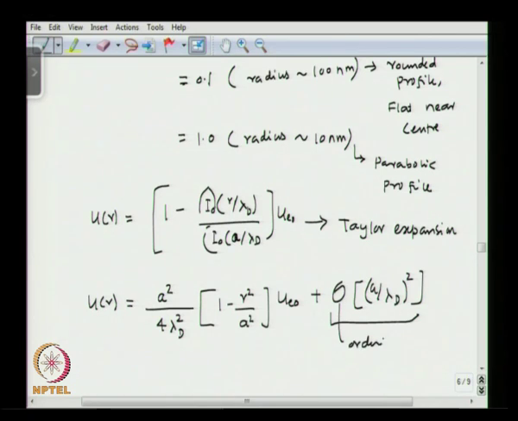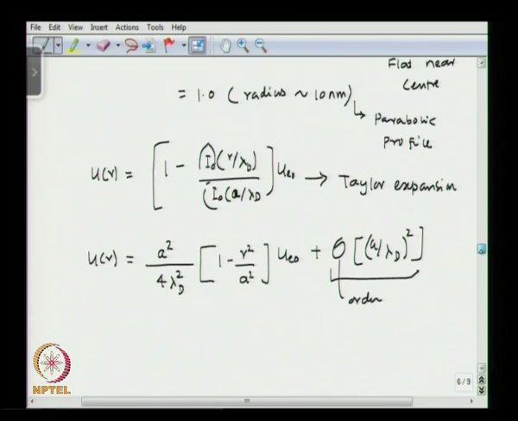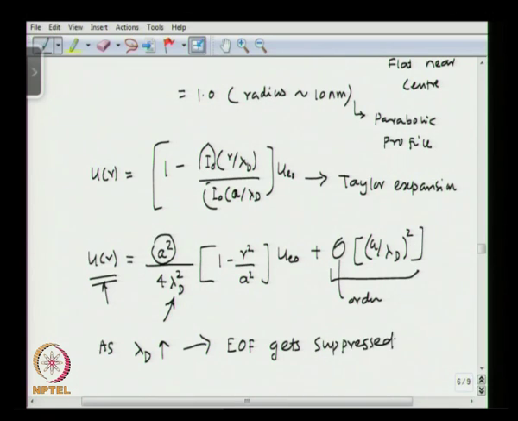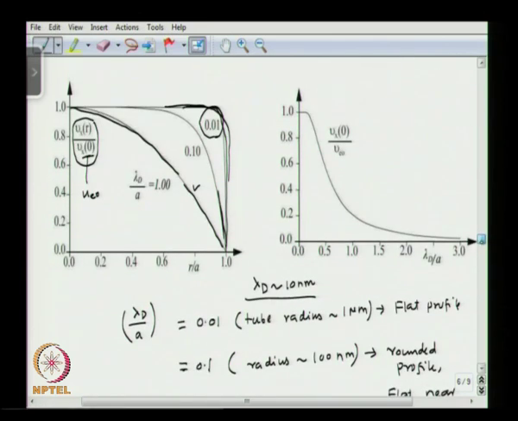Now, here you can see as lambda d becomes comparable to the radius, the velocity is going to be suppressed. So the electroosmotic flow is going to be suppressed. As lambda d increases, the electroosmotic flow gets suppressed. That is what we also see here.